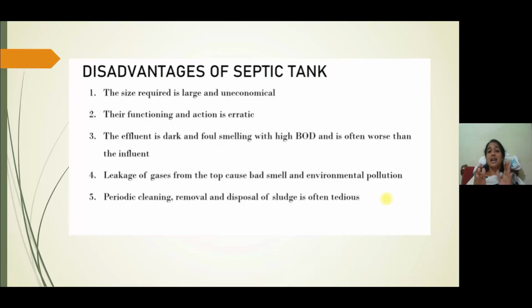Disadvantages of septic tank. The size required is large and uneconomical in the case of large quantity of sewage water. And the functioning and action is erratic. The effluent is dark and foul smelling with a high BOD content compared to the influent, often worse than the influent condition. And the leakage of gases from the top causes bad smell and environmental pollution, and the periodic cleaning, removal and disposal of sludge is often tedious.